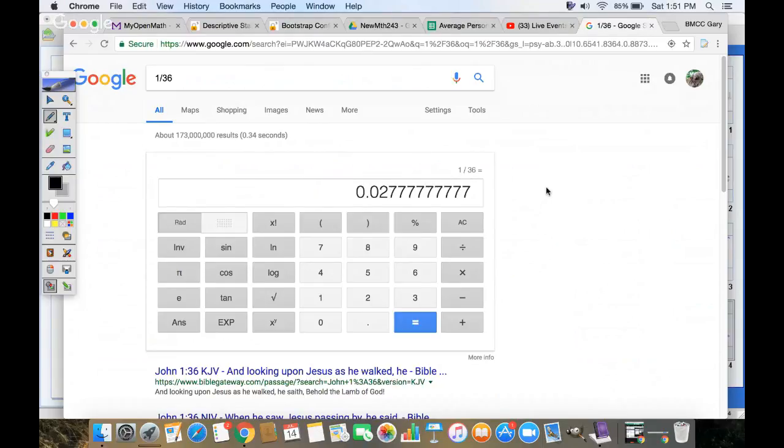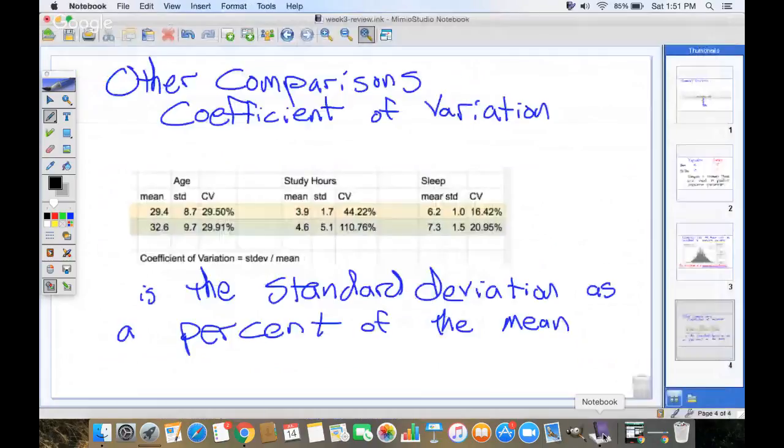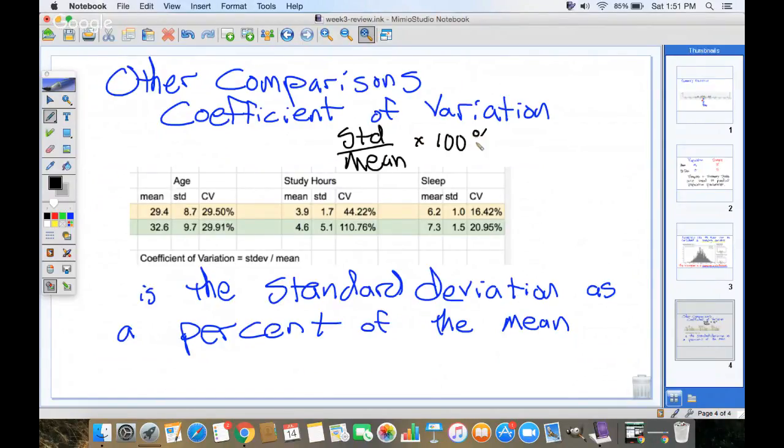And the coefficient of variation takes that and applies it to the relationship between spread as standard deviation and middle as mean. So if you take the standard deviation, let's write this down, STD, and you divide it by the mean, and you turn that into a percentage, so you multiply that by 100%, that's what we call the coefficient of variation.